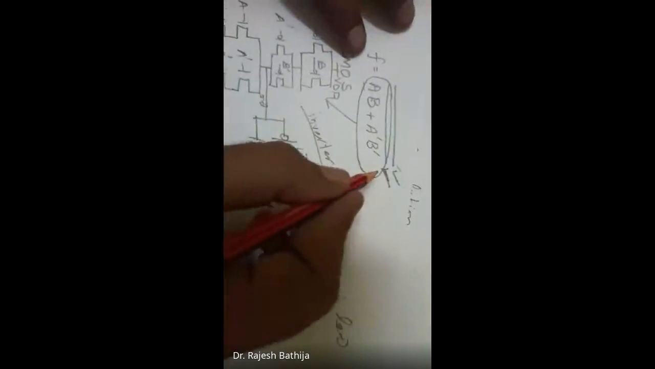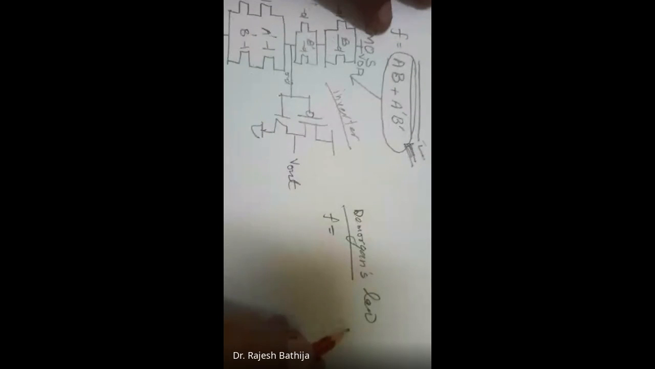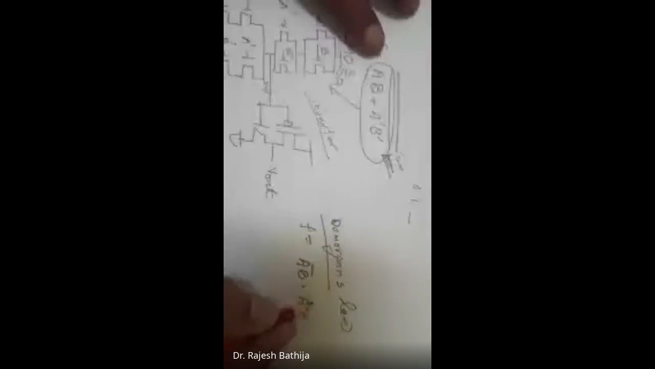over here. So it will be F equal to, first I will open this first inverter, right? I will open this first inverter, so using De Morgan's law it will be (AB dash dot A dash B dash) whole bar, and then whole bar will be here. This is for the second inverter, and AB dash is the first, dot A dash B dash is the second.